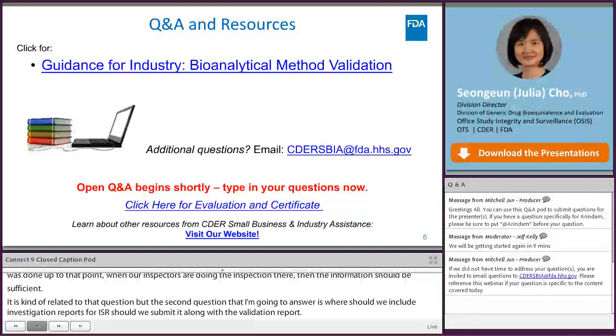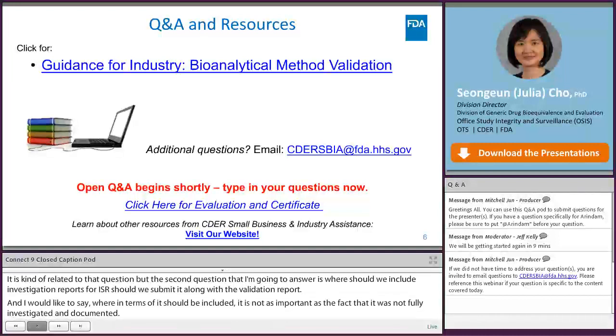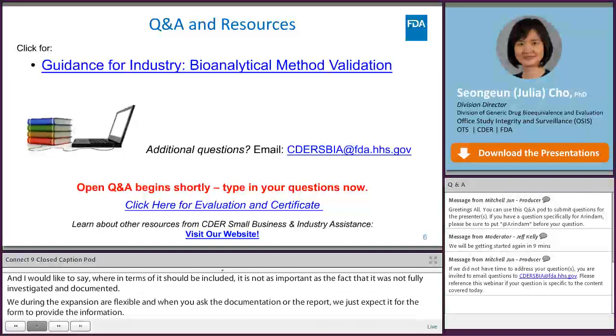During the inspection we will be flexible, and when we ask for the documentation or the investigation report, we just expect the firm and the CRO to provide the information. Again, where it is located is less important than all the evidence that we can verify during our inspection.